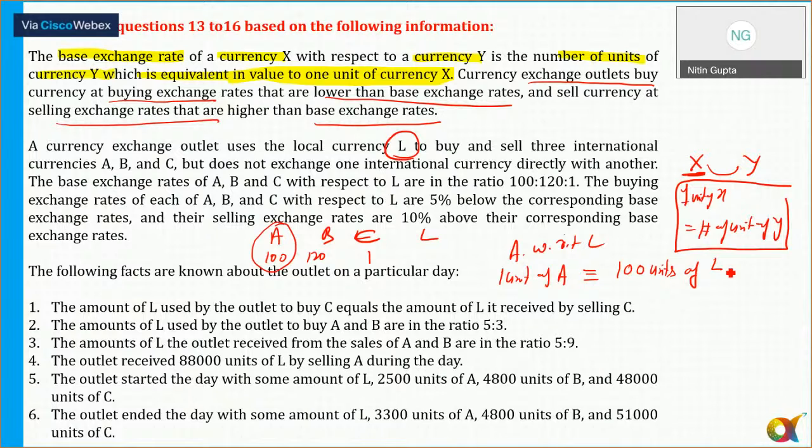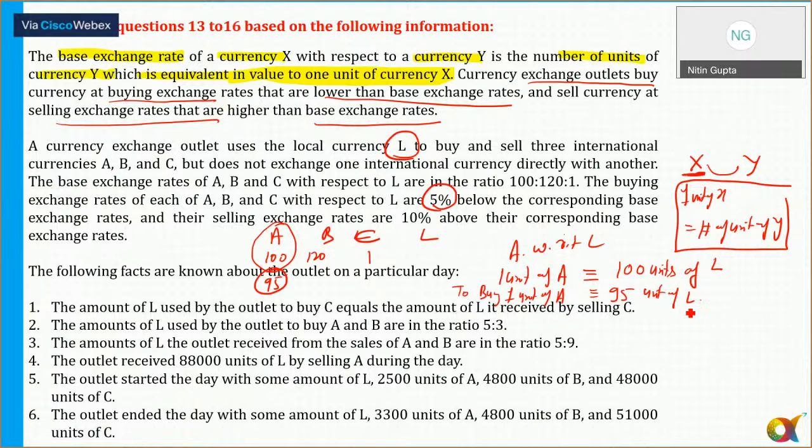Now, it says further the buying exchange rates of A, B, and C with respect to L are 5% below. So the buying rate is 5% below. So the buying rate for A is 95. Okay, so the buying rate is 95 means what? It means to buy 1 unit of A, we need 95 units of L. Okay, this is the buying rate here.